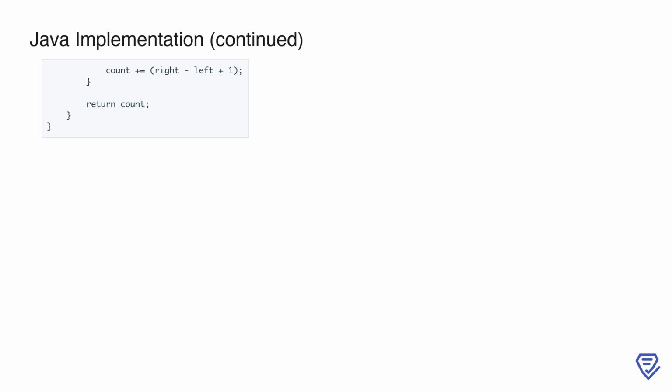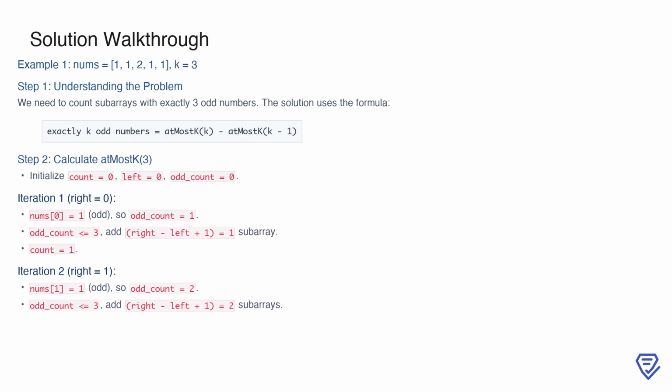By subtracting the result of atMost(nums, k-1) from atMost(nums, k) in the main method, we effectively isolate and return the count of subarrays with exactly k odd numbers. This efficient sliding window approach ensures that we process the array in linear time, making it highly scalable for large inputs. To solve this problem, we need to count subarrays with exactly 3 odd numbers.